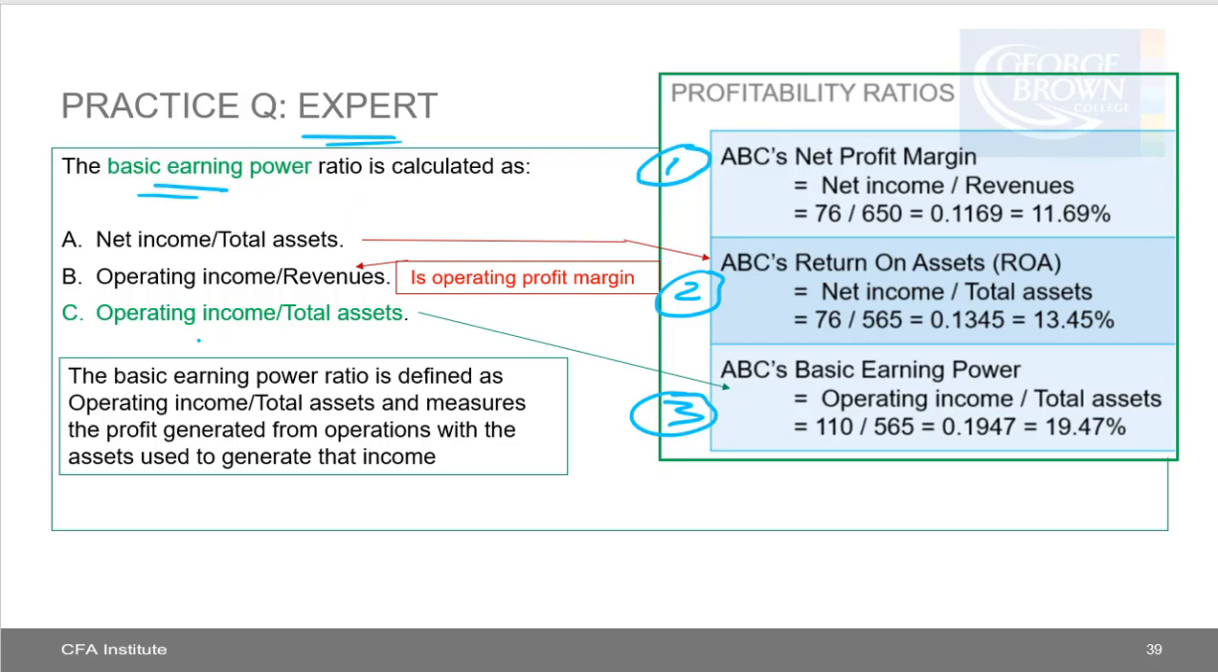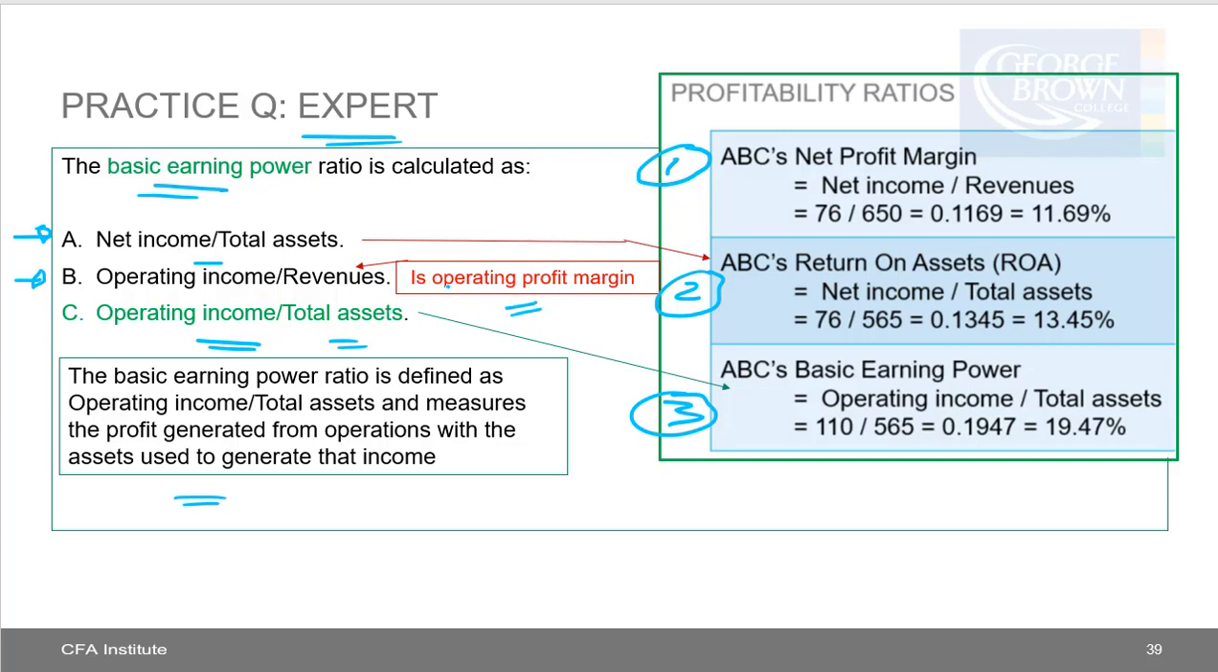And of course, C is correct. It's operating income divided by total assets. The basic earning power ratio is defined as operating income divided by total assets. It measures the profit generated from operations with the assets used to generate that income. So if you look at answer A, net income divided by total assets, no, that was the formula for return on assets. Net income, return, total assets, ROA. And for B, operating income divided by revenues, that's the operating profit margin.